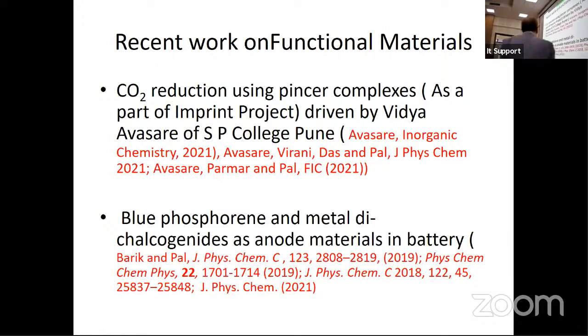Independently, I started working on blue phosphorene, metal dichalcogenides, and anode materials in batteries, lithium as well as sodium batteries. Quite a few papers we have been publishing, and another paper in PCCP is just coming up. I think it's very interesting to see how the dichalcogenides, like sulfide, selenide, and also heterostructures with blue phosphorene, are proving to be very good anode materials. Many of these are computational work which predict materials, which will hopefully be experimented upon.